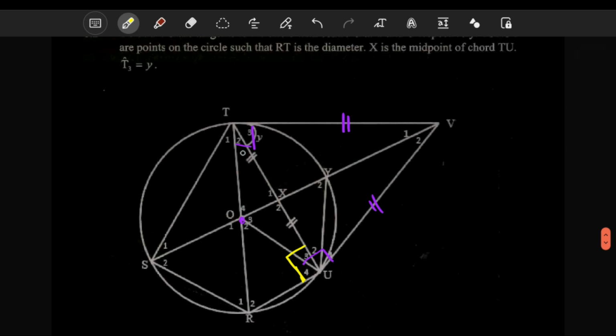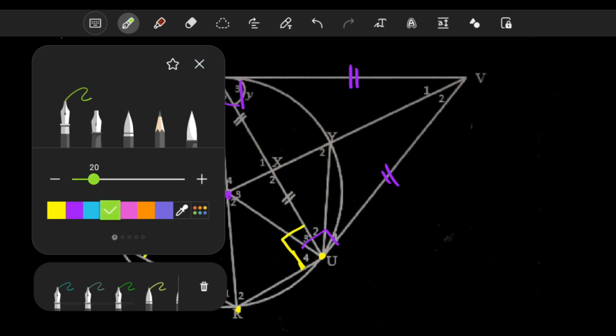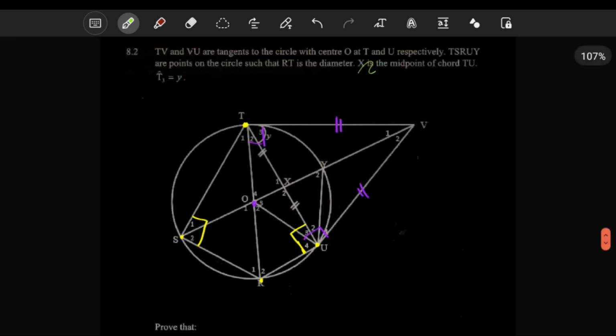So if RT is the diameter, it means that this is also equal to 90. It makes sense because this shape has to be a cyclic quad. And remember, cyclic quads are supplementary, meaning they add up to 180 degrees. Then they say X is the midpoint of the chord TU.